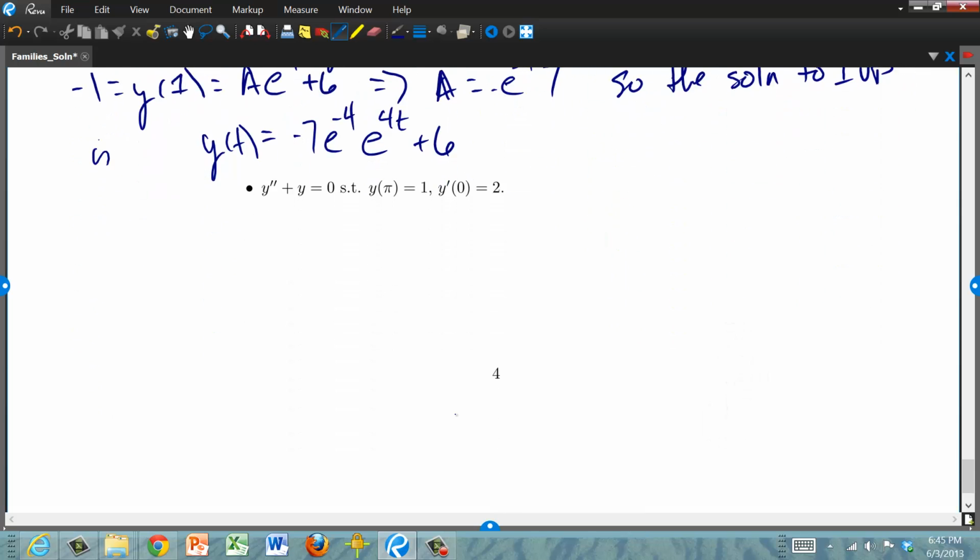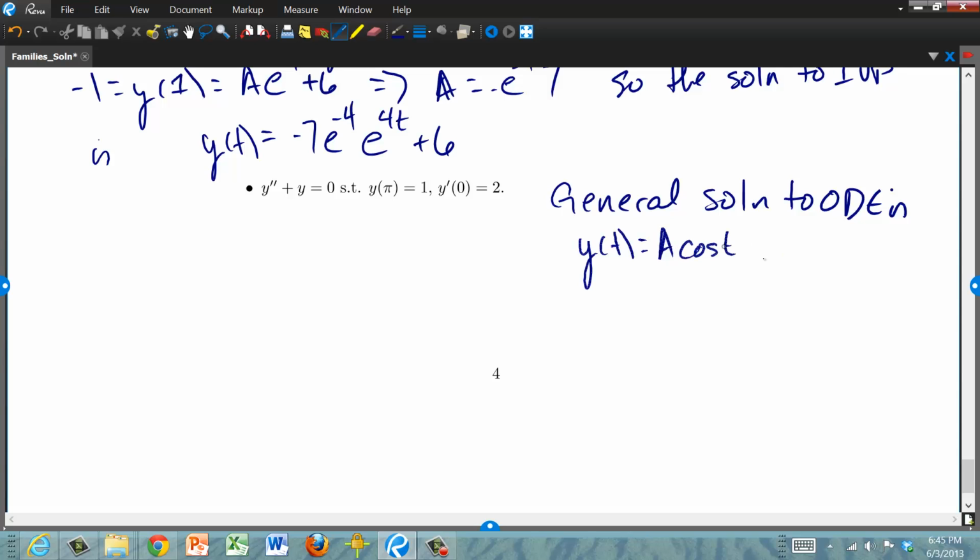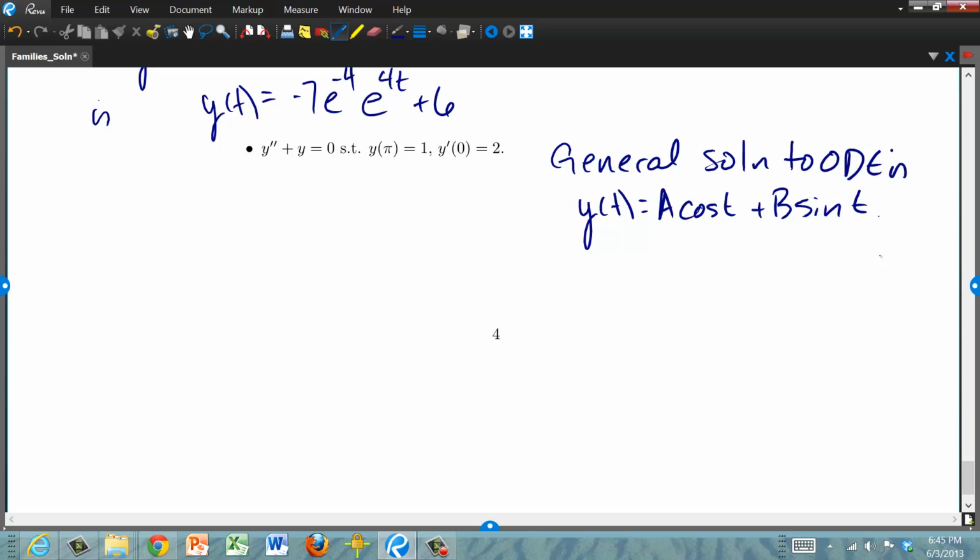Okay, one more. Suppose that I tell you that the general solution to the ODE is this. y of t is a times cosine t plus b sine t. Can you solve this initial value problem? Well, yeah, sure you can. Again, you just want to choose a and b. Now there are two parameters in your solution. That comes from the fact that this is a second order differential equation, and you have two conditions that you want to meet. So what do you want?